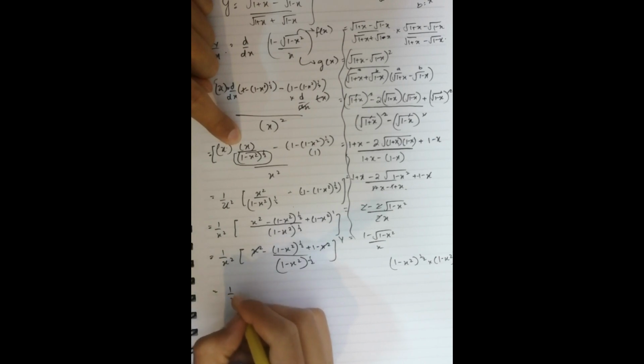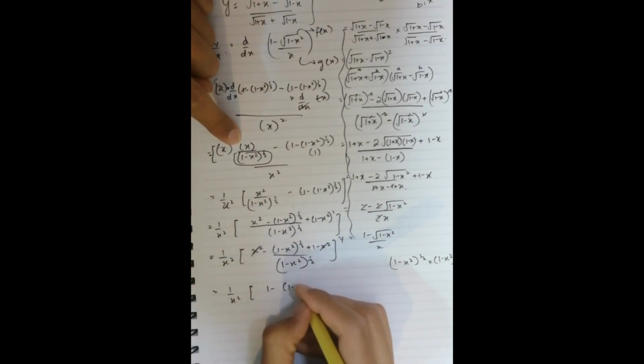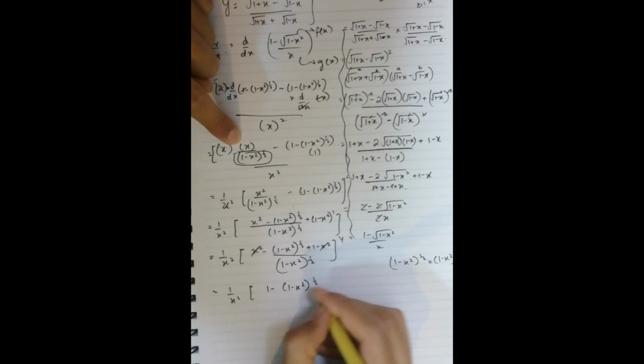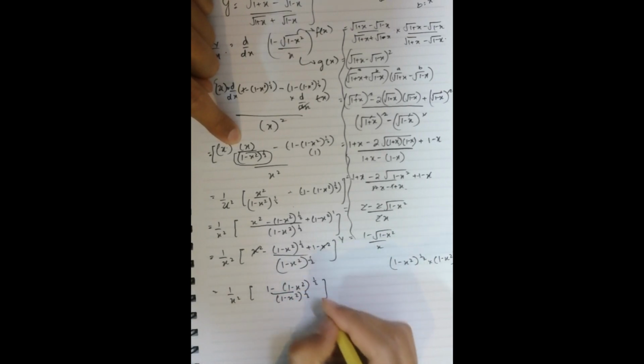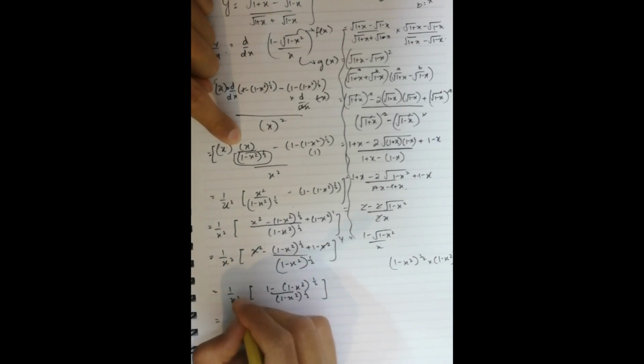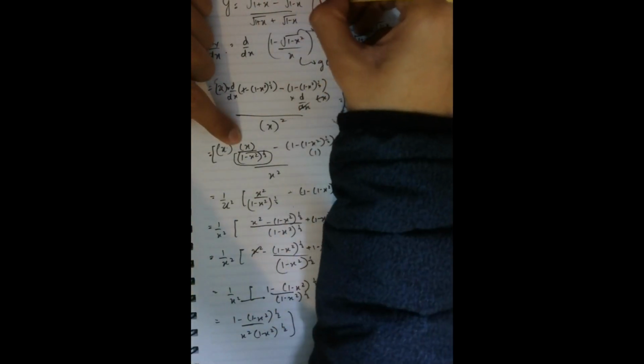And 1 divided by x squared, (1 minus x squared) power 1 by 2. And the denominator we have (1 minus x squared) power 1 by 2. Now we can multiply this x squared with this term. So it would be (1 minus x squared) power 1 by 2. And then x squared (1 minus x squared) power 1 by 2. This is the derivative of this function. Okay.